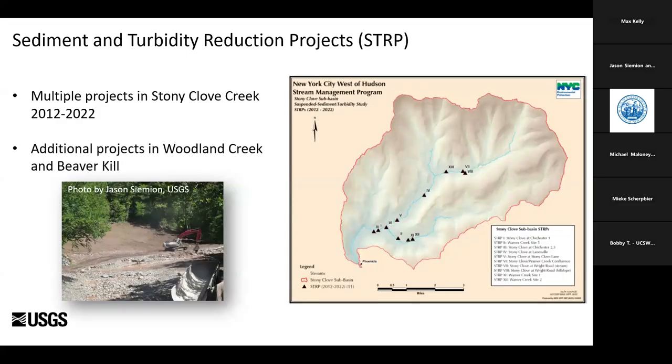So we had multiple projects done in Stony Clove from 2012 to 2022. There were some additional projects in Woodland Creek, as well as Beaver Kill. And Don and I are going to focus on some of those projects in Stony Clove and Woodland today. And you can see that picture I have at the bottom here. These are not small projects. They're bringing in large equipment and very large quarried rock to help stabilize these stream channels.